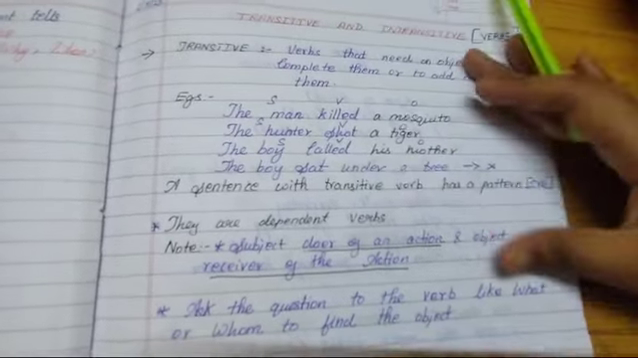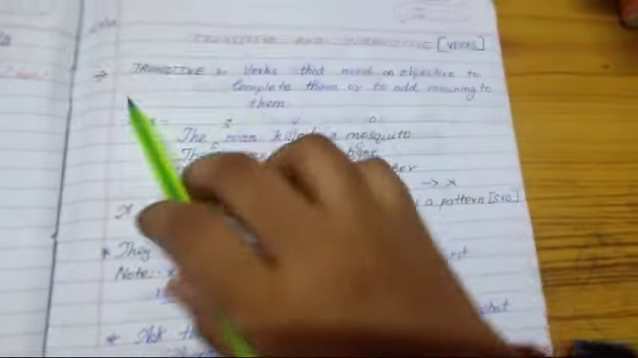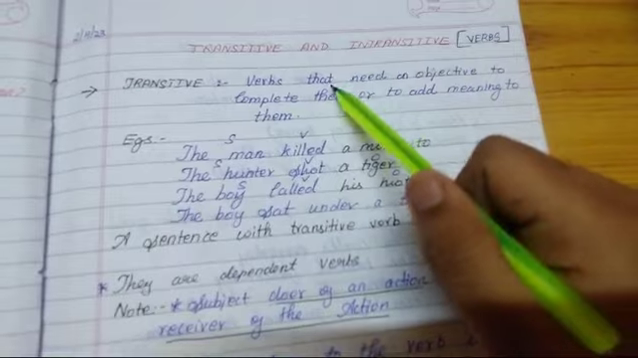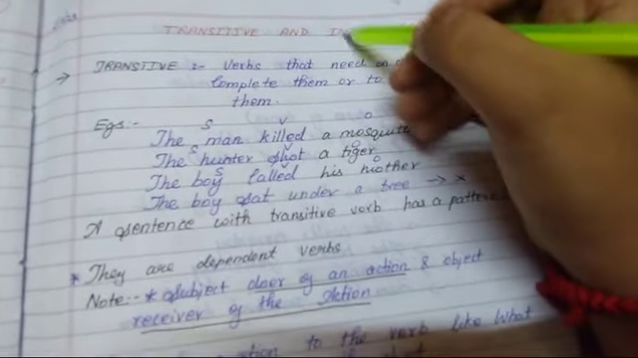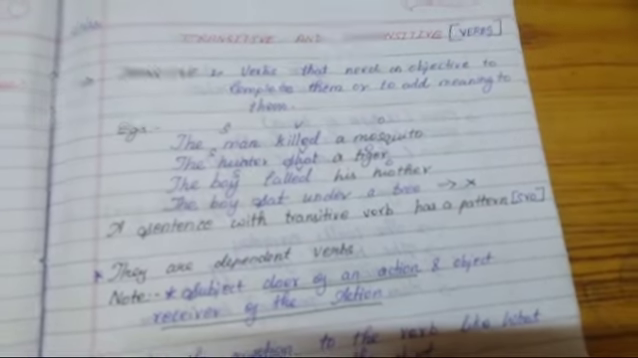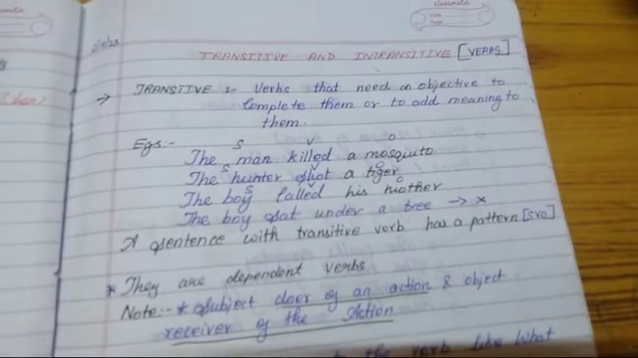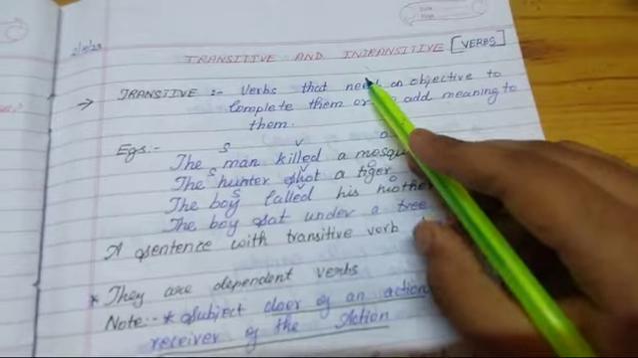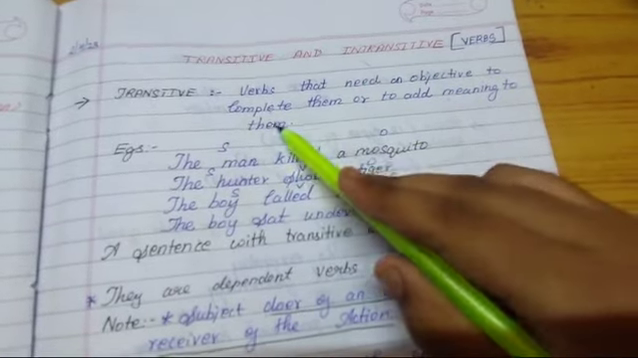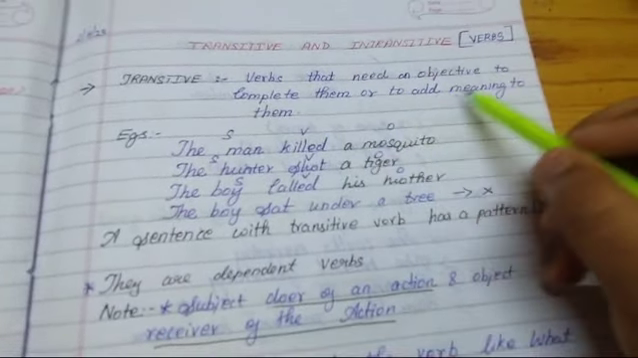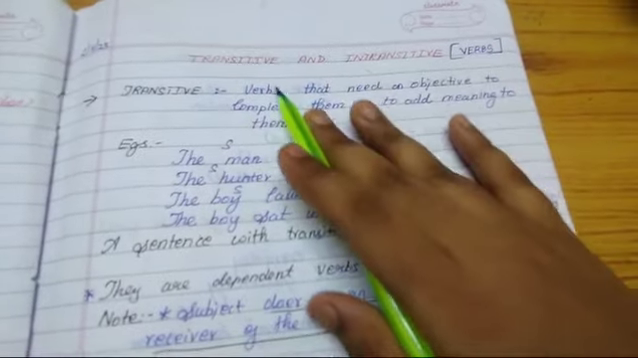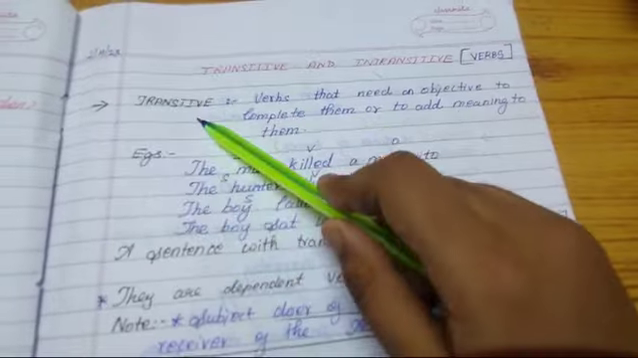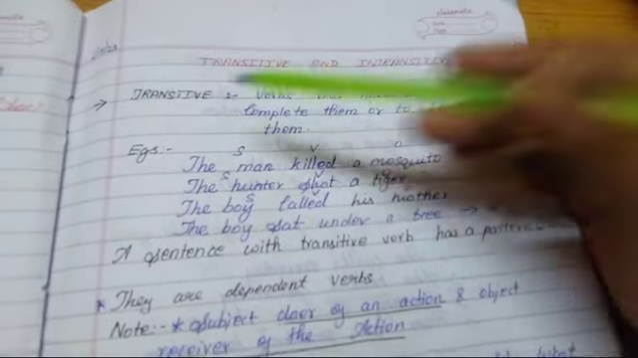Okay, now we'll get into the topic. So, what actually are transitive verbs? Verbs that need an objective. Objective means it is object only. Object or objective, anything you can say. The receiver of the action. So, verbs that need an object to complete them or to add meaning to them, those kinds of verbs are said to be transitive verbs.